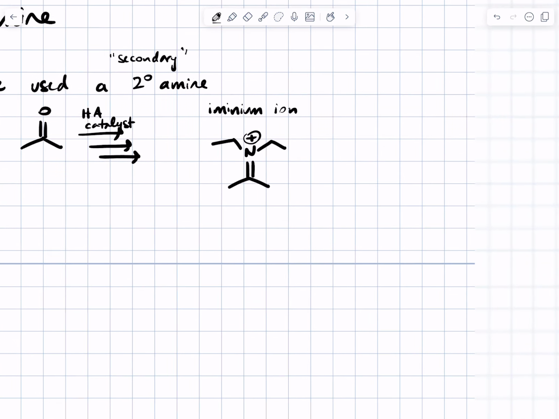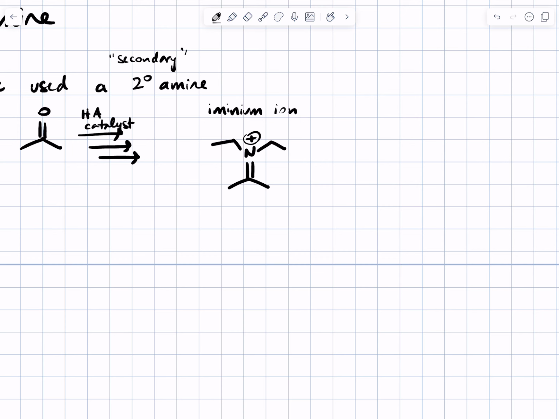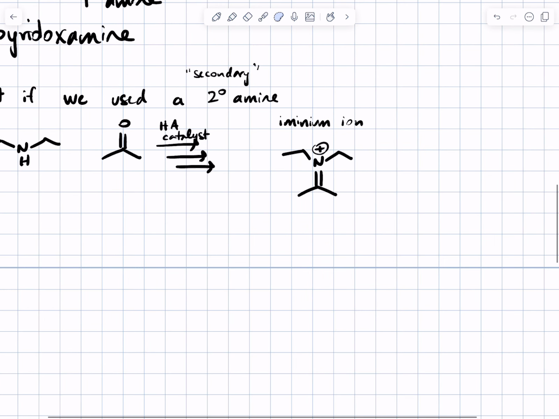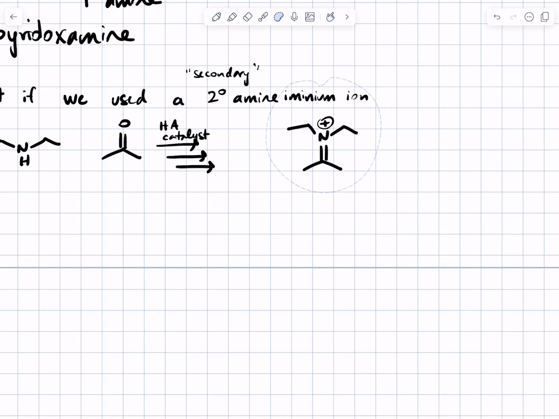Compare that to the iminium ion if we had used a primary amine. Then the iminium ion here would have looked like this. At that stage, we can regenerate our acid simply by deprotonating the nitrogen. That's not an option here for the iminium ion that we get from the secondary amine, right? So what are we going to do to regenerate our acid catalyst?